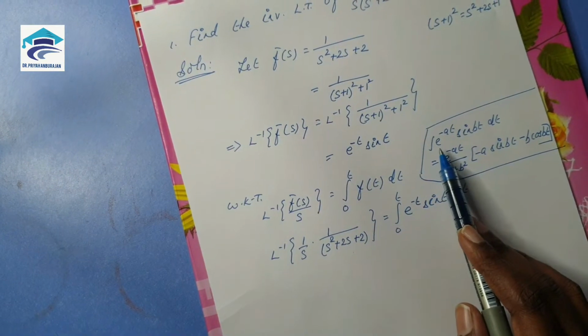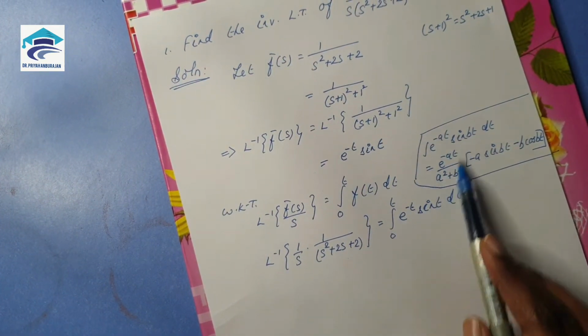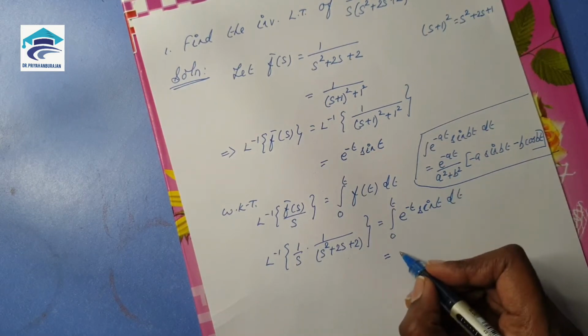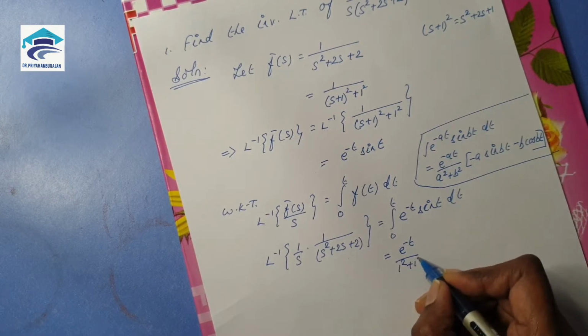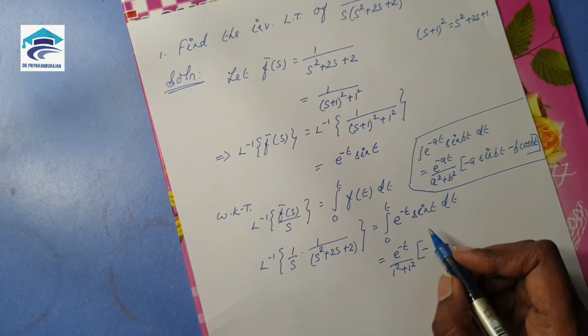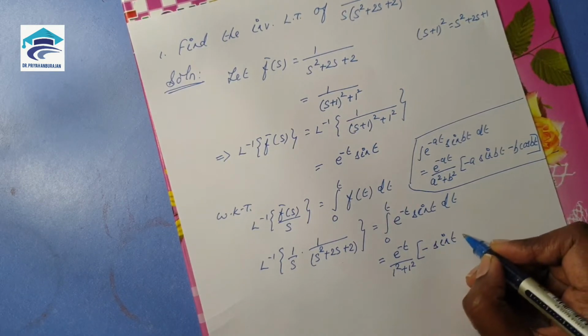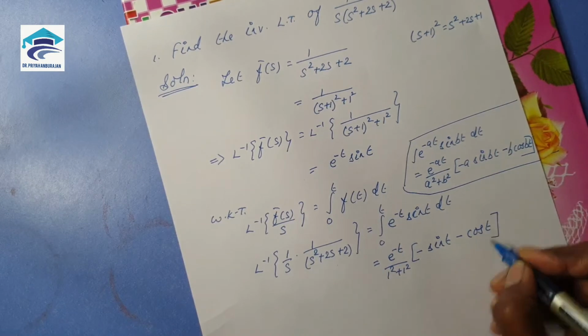So this is a formula for e to the power minus at sin bt. So a here is 1 and b here is 1. Let me apply the formula. So it is e to the power minus t by 1 squared plus 1 squared into minus a is 1 sin t minus b is also 1. So it is cos t.